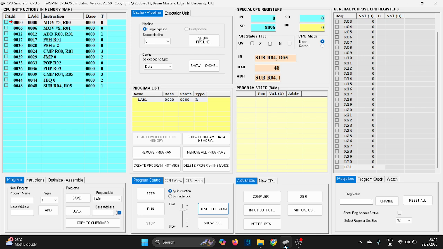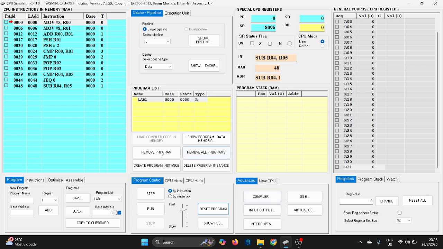This lab experiment focuses on simulating CPU operation using a Yasmin CPU OS simulator. It involves executing a sequence of assembly instructions in memory, managing CPU registers and monitoring the program stack. The experiment aims to demonstrate fundamental concepts such as data movement, arithmetic operations, stack operations, comparison, and conditional jumps. By analyzing CPU registers, stack behavior, and instruction execution, students gain practical insight into low-level programming and processor functionality.